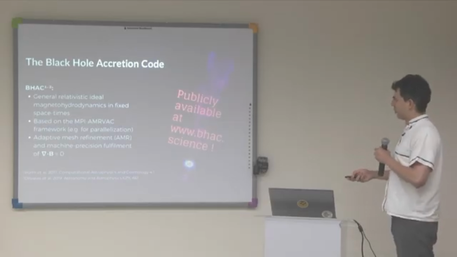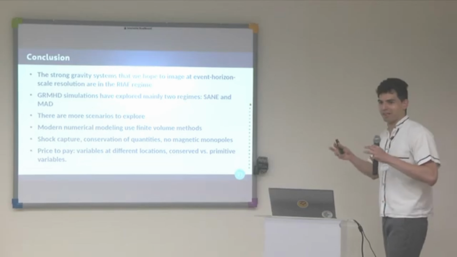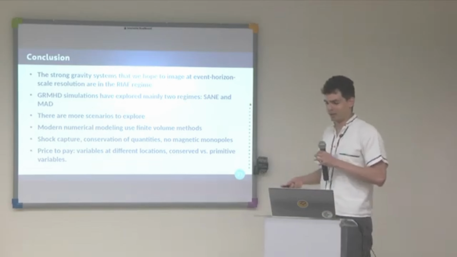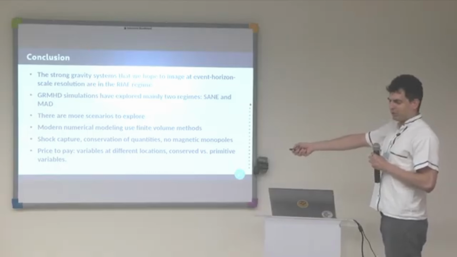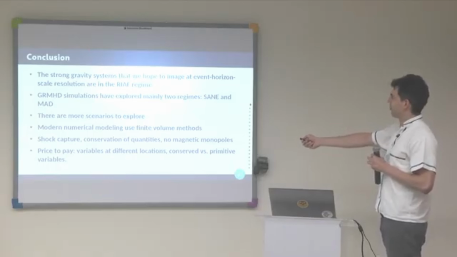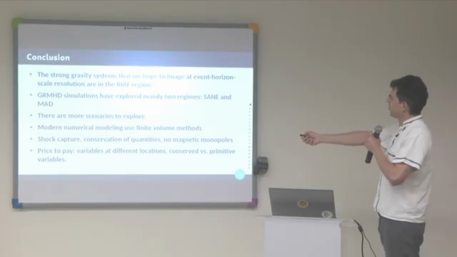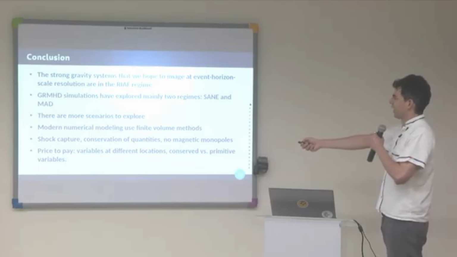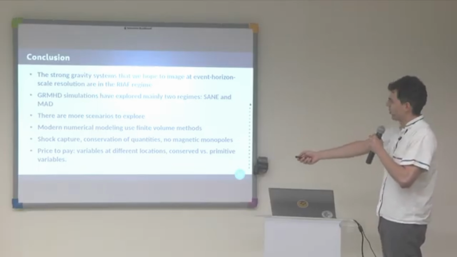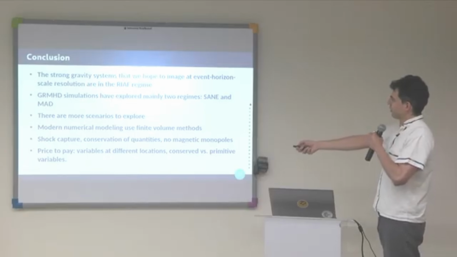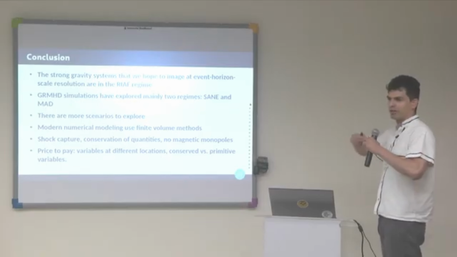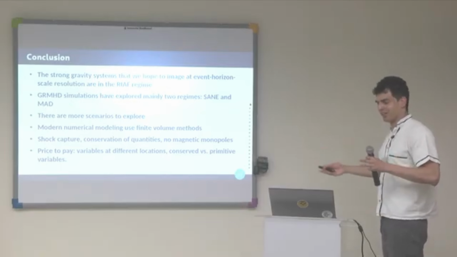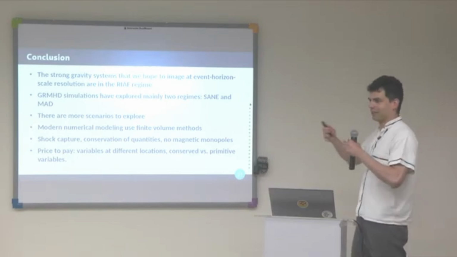And we also try to keep it well documented and have manuals and tutorials. Just to conclude, these are the takeaways from today's theory part. The strong gravity systems that we hope to image at event horizon scale resolution are in the radiatively inefficient accretion flow regime. The currently existing simulations have explored mainly the SANE and the MAD regimes, but there are more scenarios to explore, and this is something on which we can get into the field and try to do something new.